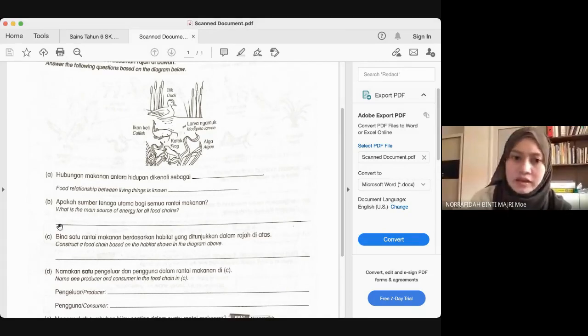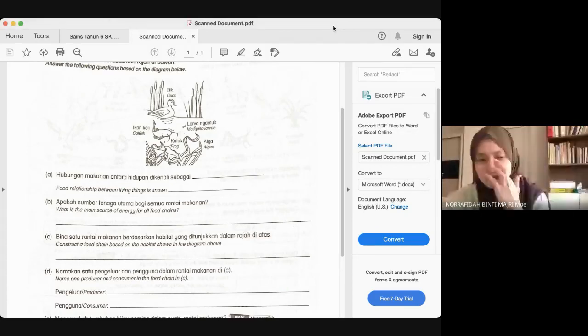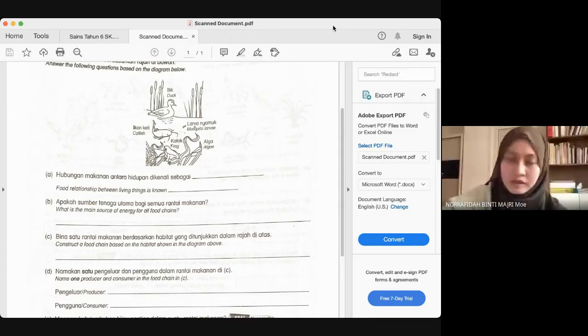Okay. And then B, what is the main source of energy for all food chains? The main source, the first one. What's your answer? Plants. Plants also need energy. Where do they get the energy? Sunlight. Sunlight is the main source. If there's no sunlight, the plants cannot live, and then the animals cannot get their food. Okay. You understand so far?